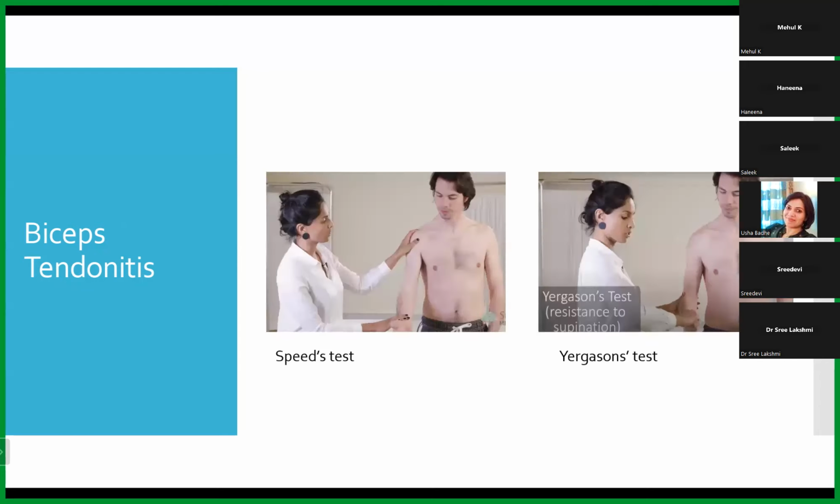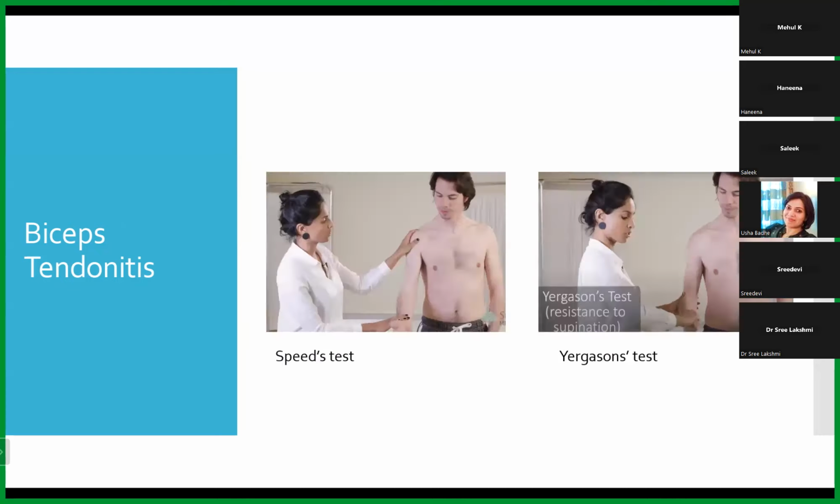In Speed's test, as you can see in this image, you resist forward flexion, and during the time you are resisting the forward flexion, you palpate the proximal and distal tendons, and you look for any tenderness or pain.